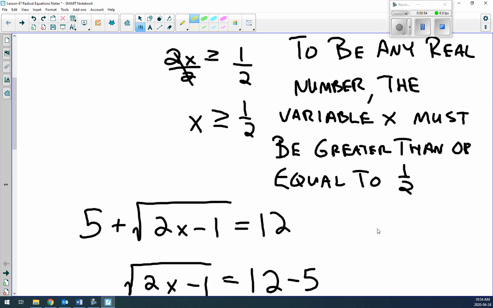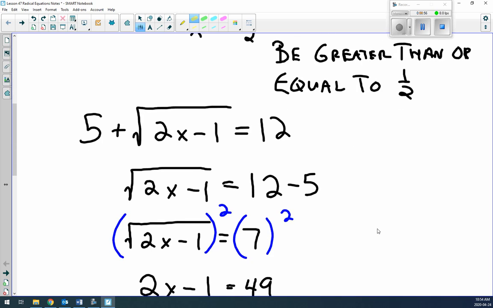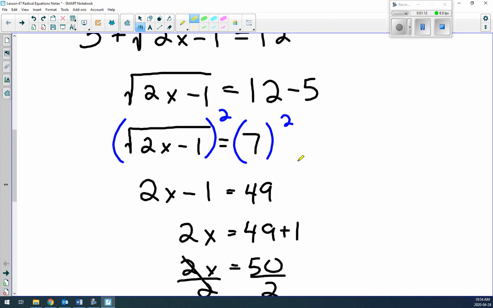Okay, so look at this first example here, and we'll just do it. It's the same procedure as solving any equation. You have to get the variable by itself. So we have 5 plus the root of 2x minus 1 equals 12. Well, the first thing I would do is get rid of the 5. Move the 5 to the other side. To do that, you subtract 5 from both sides. So we end up with the root of 2x minus 1 equals 7.